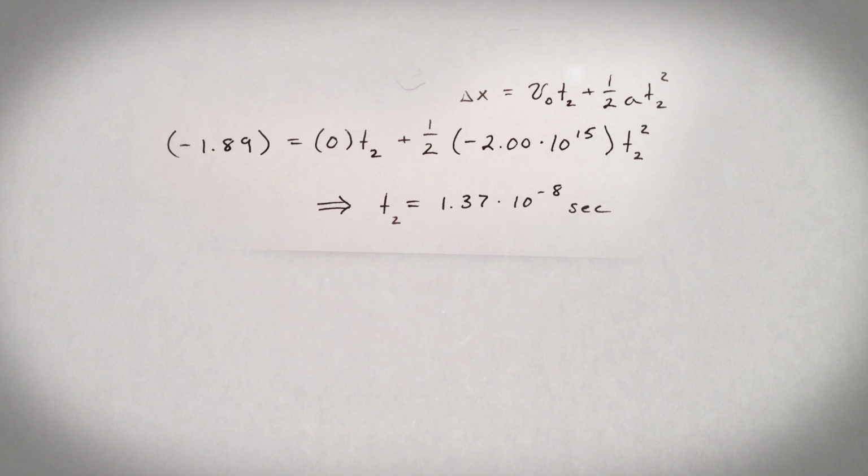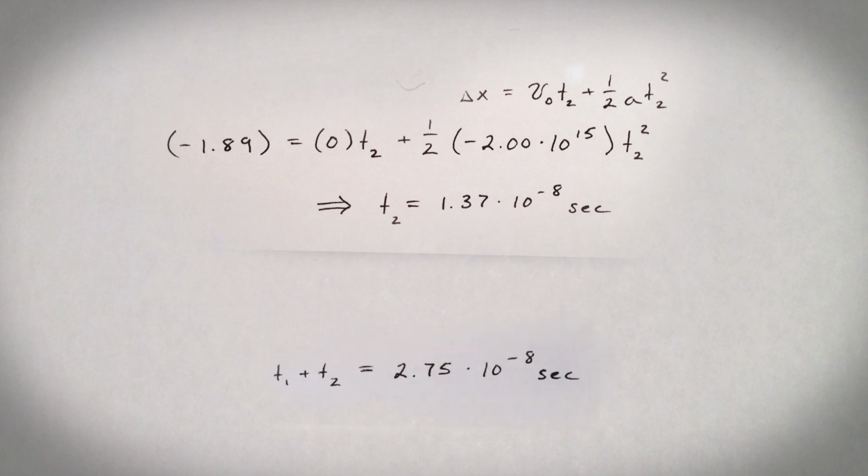We're going to use delta x equals v0 times t plus 1/2 at squared. Substituting our value for delta x, we use 0.189, but negative 0.189. The initial speed is 0, and the acceleration is still the value that we found from part A, and again it's going to be negative. This value for time also turns out to be 1.37 times 10 to the negative 8 seconds.